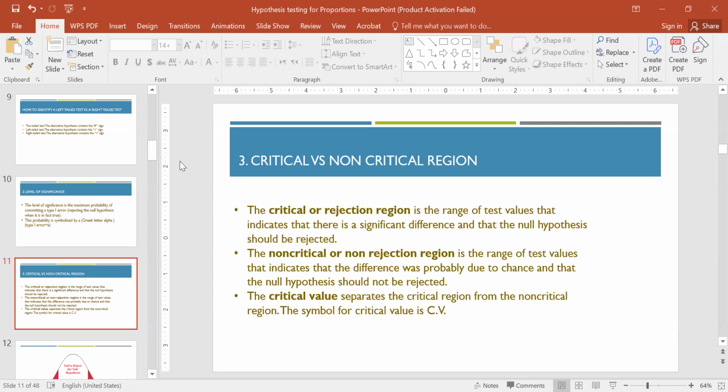So what is the critical value? The critical value separates the critical region from the non-critical region, and the symbol used for it is CV, critical value.